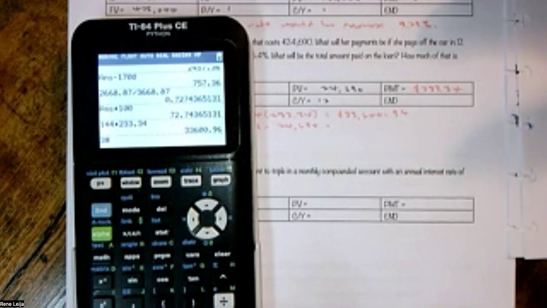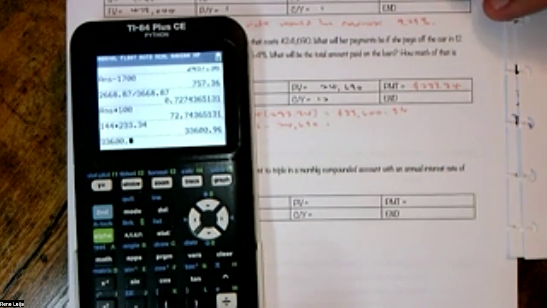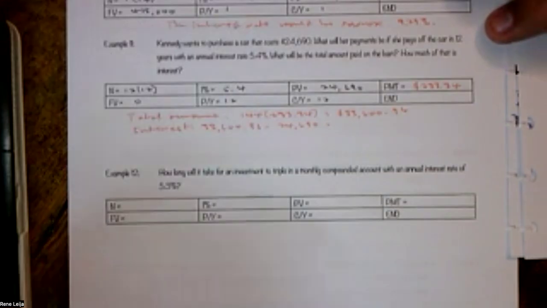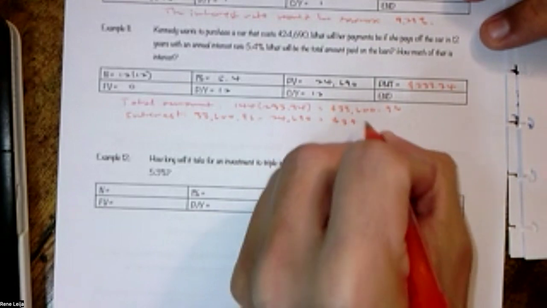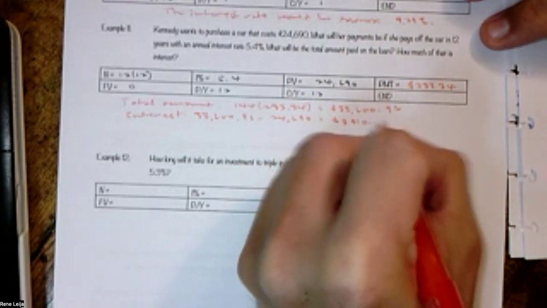33, where did my number go? I'm covering it up, but I have a cheat sheet. 33,600.96 minus the 24,690. So $8,910.96 is how much interest she's going to pay.